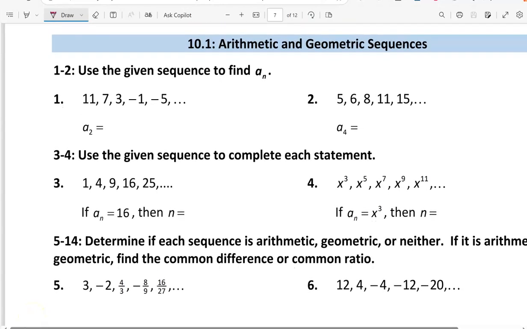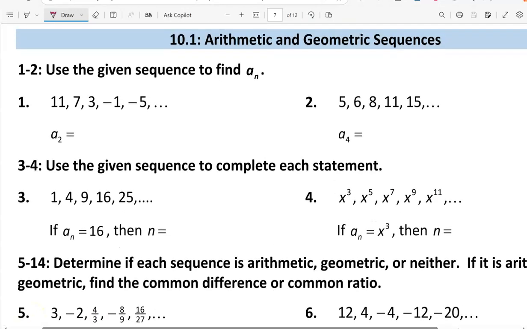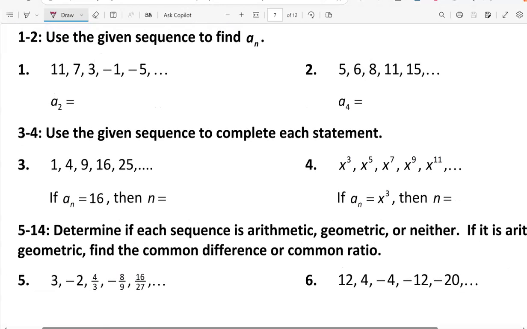This is a video walkthrough for practice 10.1 on arithmetic and geometric sequences. In 1 through 2, we're asked to use the given sequence to find a sub n. In number 1, we are finding a sub 2, which is the second term, so a sub 2 is equal to 7. In number 2, a sub 4 means the fourth term, so a sub 4 equals 11.